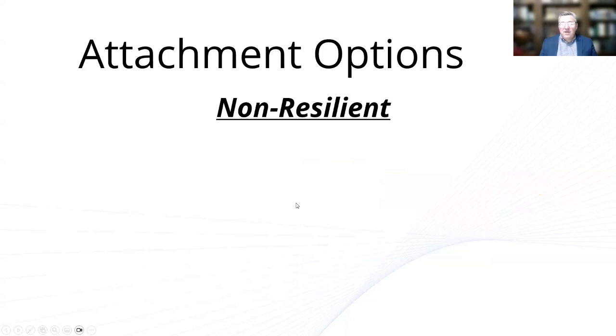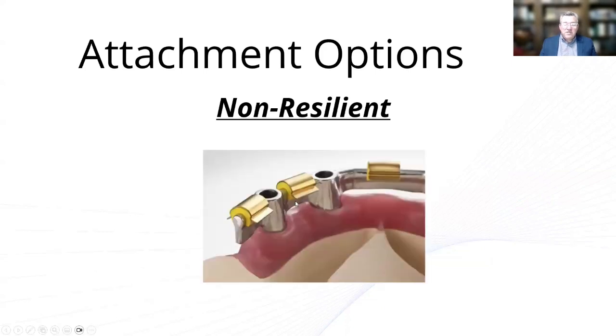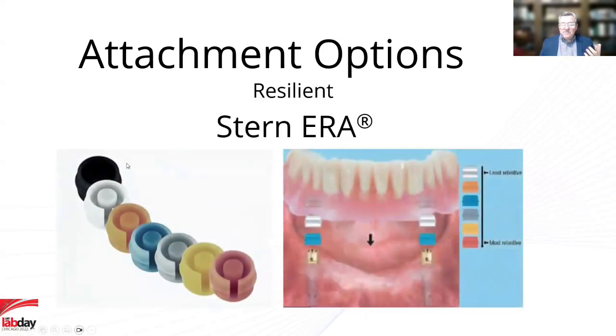Then you have non-resilient attachments like bars, like Hader bars. Those rotate from the anterior and rotate back onto the gums, onto the mucosa. The ERA comes in different styles with different amounts of retention.